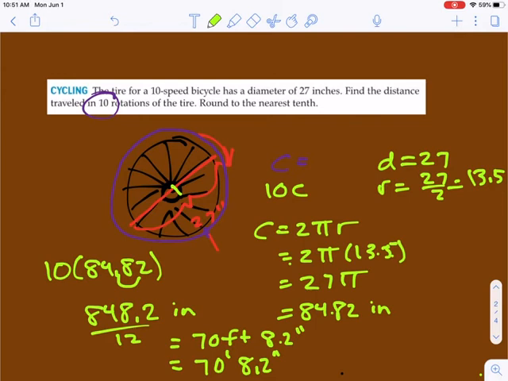Okay, and 0.2 inches is 1/5 of an inch, and that's not really a thing, so we'll just leave it as a decimal like that. So that's how far you'd go. And if you think about it, you just go 10 times around and you go 70 feet. That's pretty far. All right, good luck.